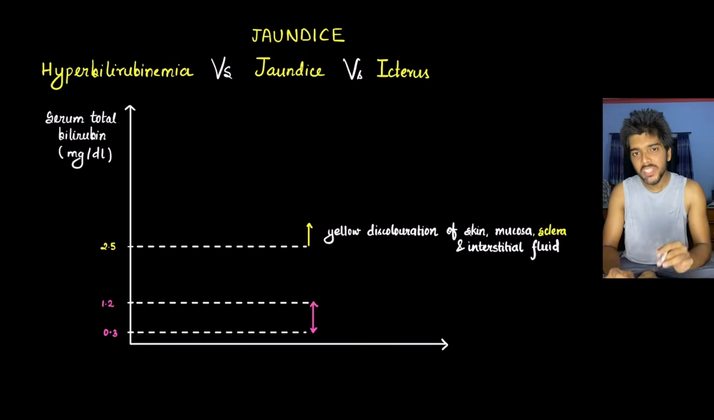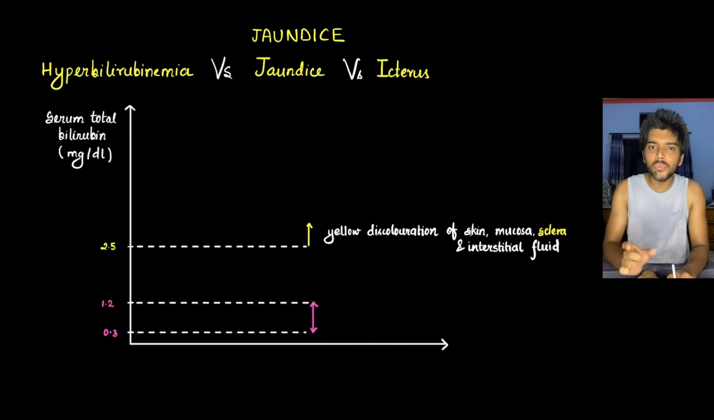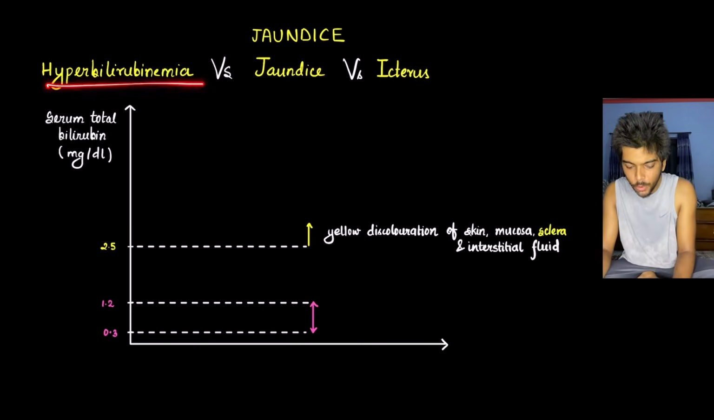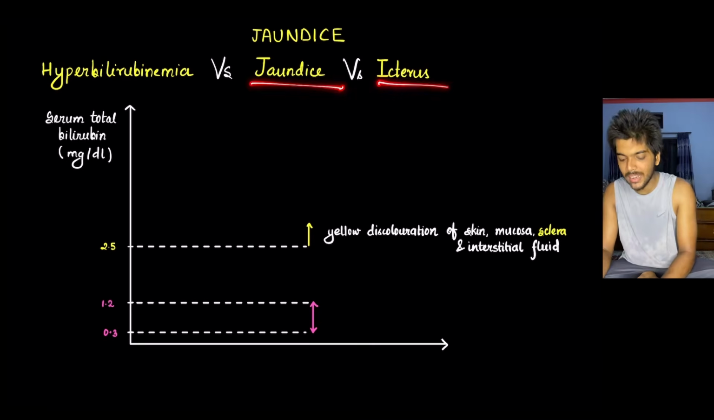This is the most important video within this series, because finally now you are going to learn the actual concept of jaundice, and then the three types of jaundice: prehepatic, hepatic and post-hepatic jaundice, and finally, very important, liver function tests that will allow you to distinguish between prehepatic, hepatic and post-hepatic jaundice. So first things first, what is the difference between hyperbilirubinemia, jaundice and icterus?